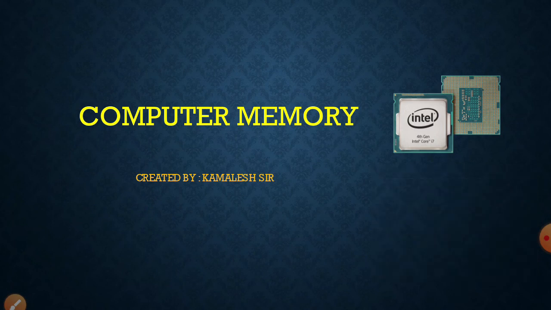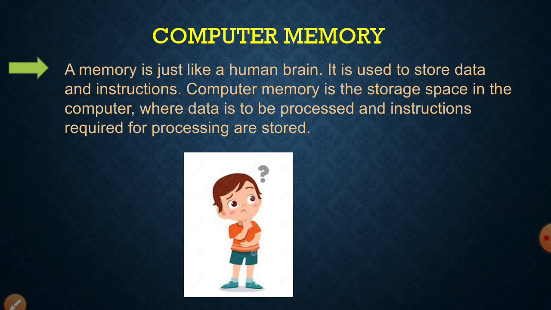So, the first question arises in your mind: what is computer memory? Like our human brain, a memory is just like the human brain. It is used to store data and instructions. Computer memory is the storage space in the computer where data to be processed and instructions required for processing are stored. Okay? So, like the human brain, computer memory is used to store data and instructions.